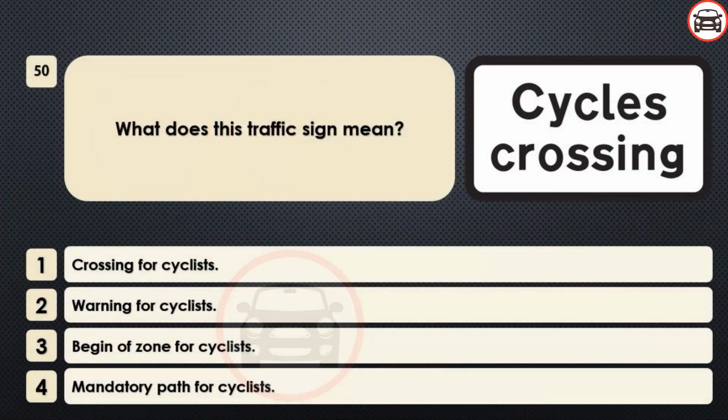What does this traffic sign mean? 1. Crossing for cyclists. 2. Warning for cyclists. 3. Begin of zone for cyclists. 4. Mandatory path for cyclists.